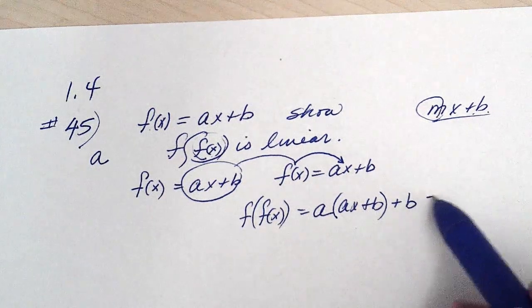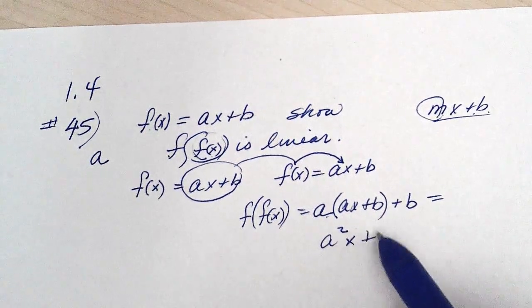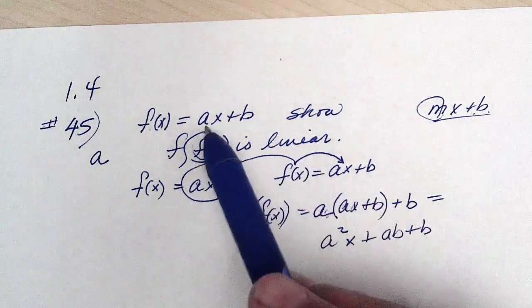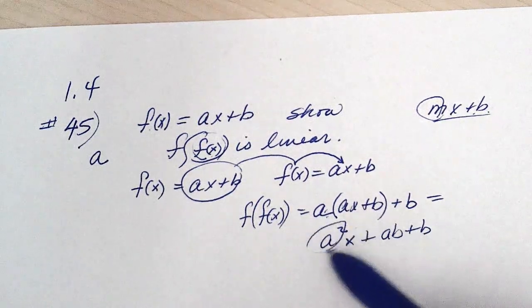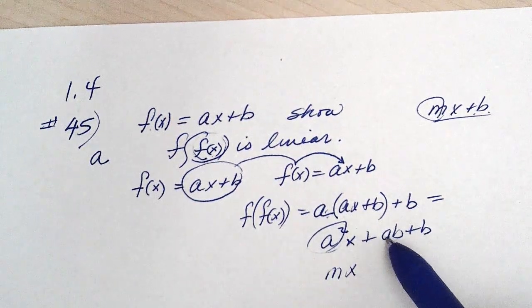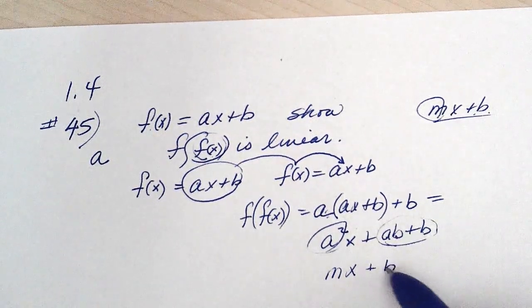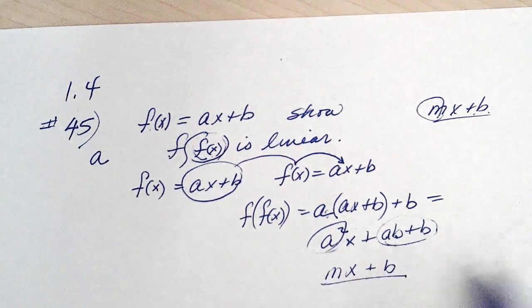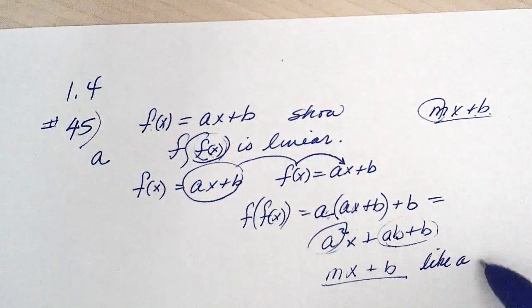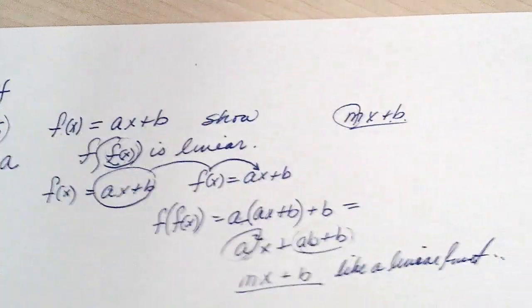plus b, which will be a squared x plus ab plus b. Well, if a is just a number, a squared is just a number, so we've got basically a number times x. And then if b is just a number, a times b is a number, plus b, that would be just a number. So we have a number times x plus a number, which is a linear function. Okay, so it's a linear function.